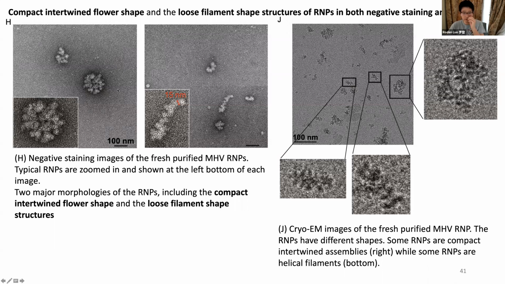Okay. So in these figures, this H here is the negative staining. This one is J, it's cryo-EM. In both modes, we can see two groups of RNPs. The first one is what the author coined as a compact intertwined flower shape. The other one is a loose filament-shaped structure like this one. It's kind of filamentous. There is a strand, and the width of that is 15 nanometer. The same structure can be seen under the cryo-EM images.